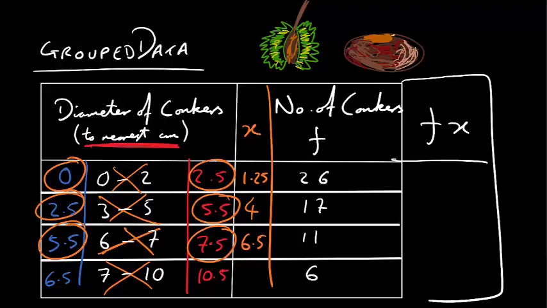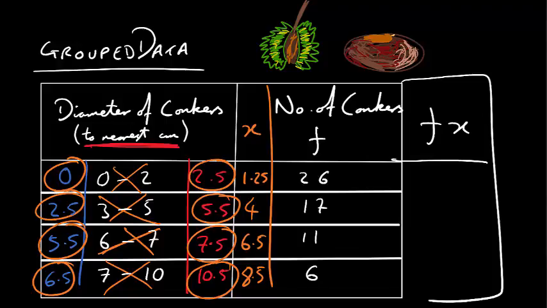Okay, and again, I'm going to be looking at the range between 6.5 and 10.5. What's the middle value of 6.5 and 10.5? Well, it's going to be 8.5, isn't it? Because the difference between 10.5 and 6.5 is 4. So half of that is going to be 2. Add it on to 6.5, and I'm going to end up with 8.5. So this is now my x value.